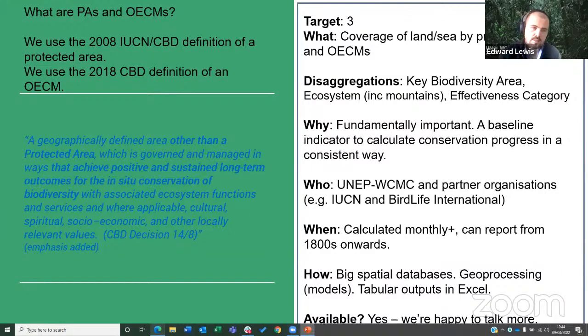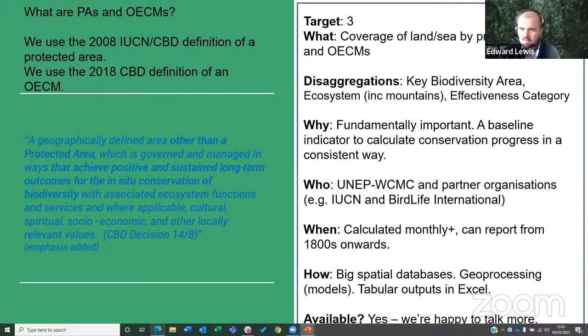What they are is essentially areas other than a protected area, definition on the left there, which achieves positive and sustained long-term outcomes for biodiversity. There's more to it, as you can see in the quote, but in a bare bones nutshell, that's what it is. So these are areas outside of the protected area network, which are still resulting in biodiversity outcomes. These are important alongside protected areas because together they make up the conservation landscape in a country or in a region. And that's what we really want to get at with this indicator: how much land and sea is covered.